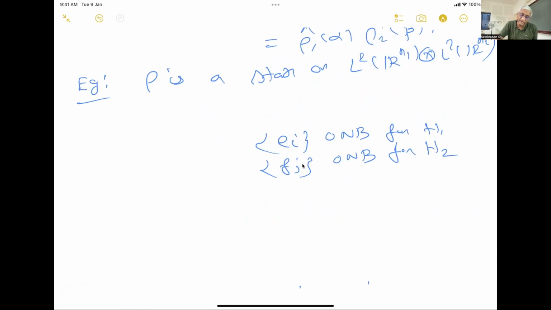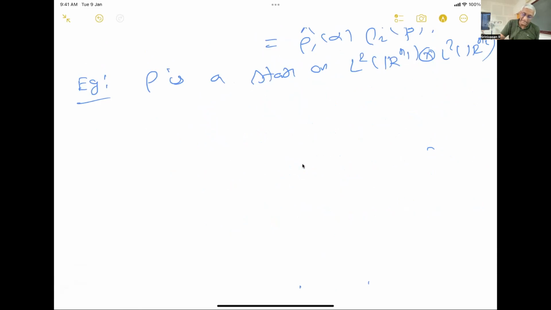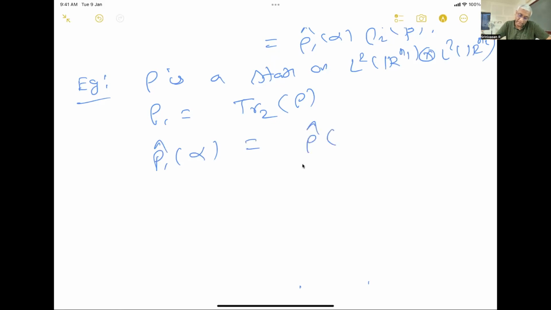Now if you have a state on the tensor product, then we can define the relative trace or partial trace. Rho 1 equals trace 2 of rho. Then rho 1 hat of alpha is nothing but rho hat of alpha direct sum 0. Just add 0 to that. The proof should be clear.